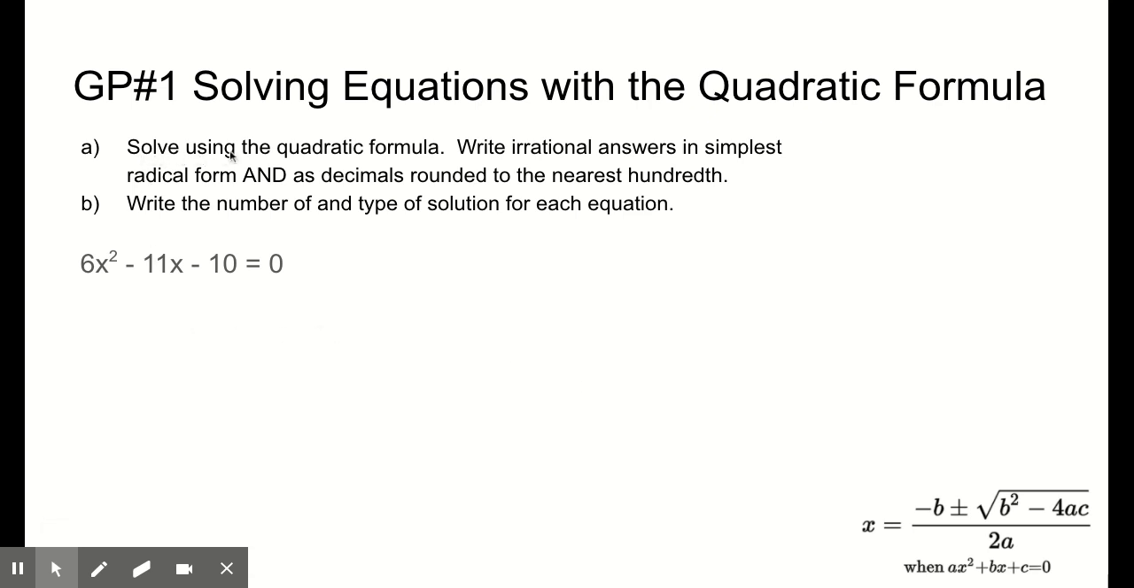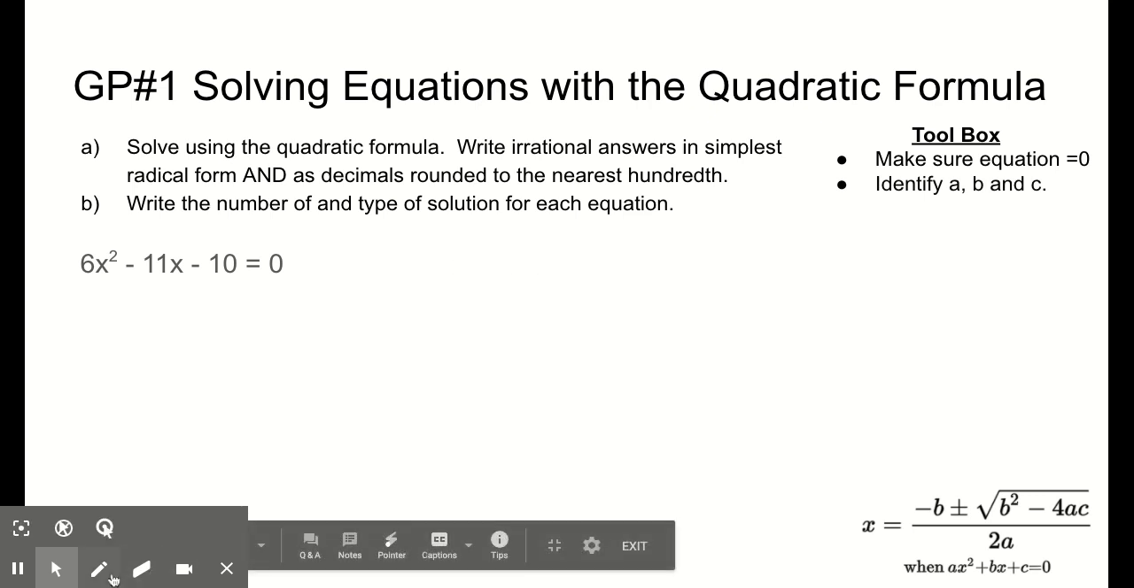So here we need to solve using the quadratic formula, write irrational answers, which means that we have a radical in our answer. We're going to write irrational answers in simplest radical form and as decimals rounded to the nearest hundredth. So we're going to do some work with our calculators today. And then for part B, I want you to write the number of and type of solution for each equation. So our first step here is to make sure that the equation is equal to 0, because remember, we're looking for those x-intercepts, so we want to make that equation equal to 0 so that y equals 0.